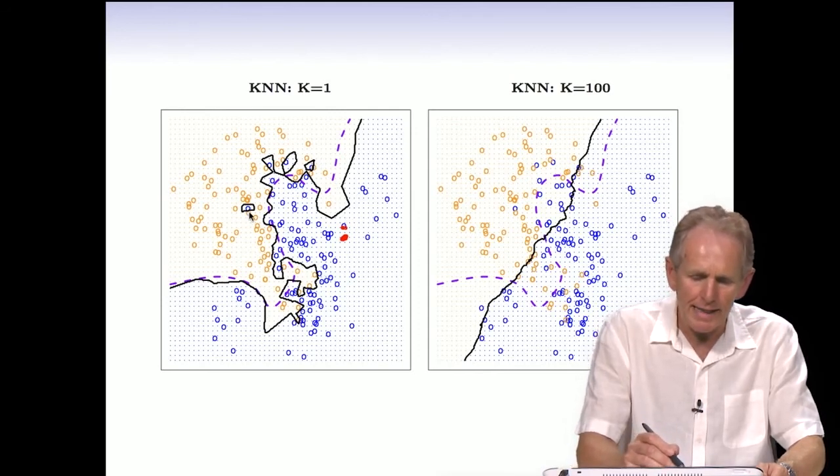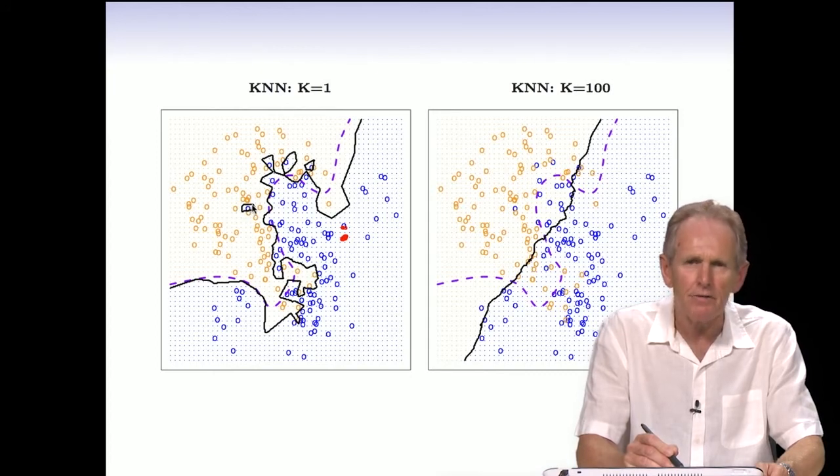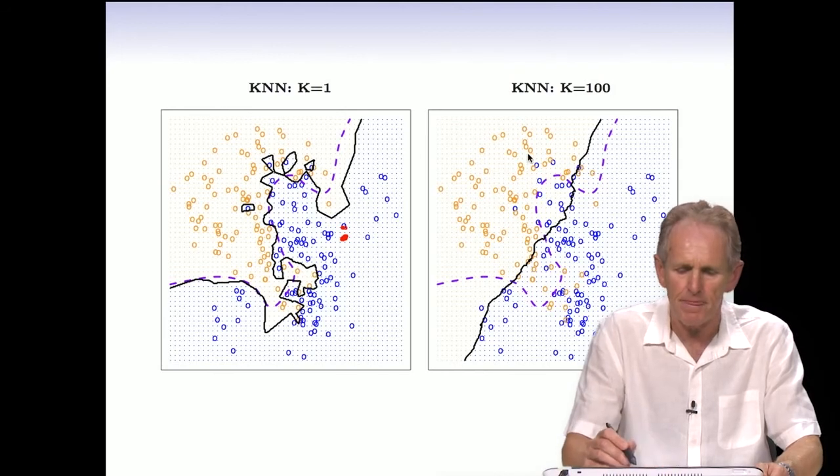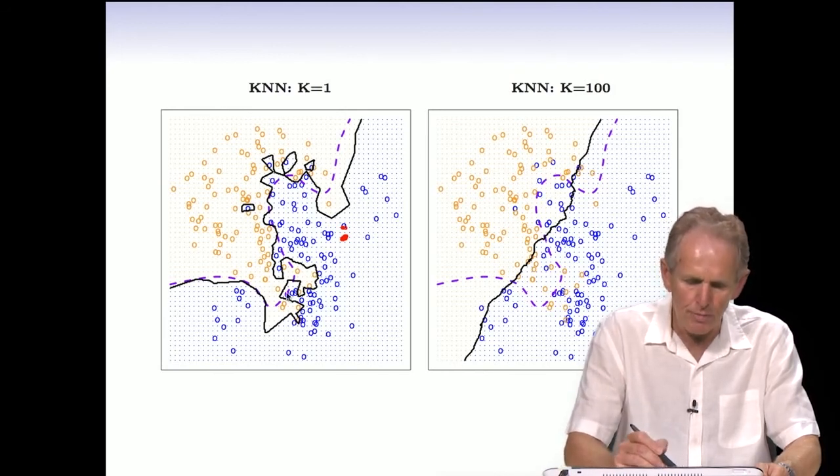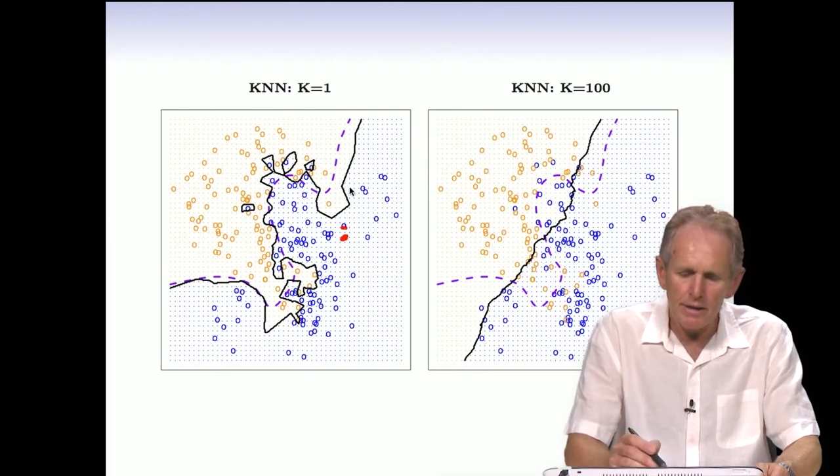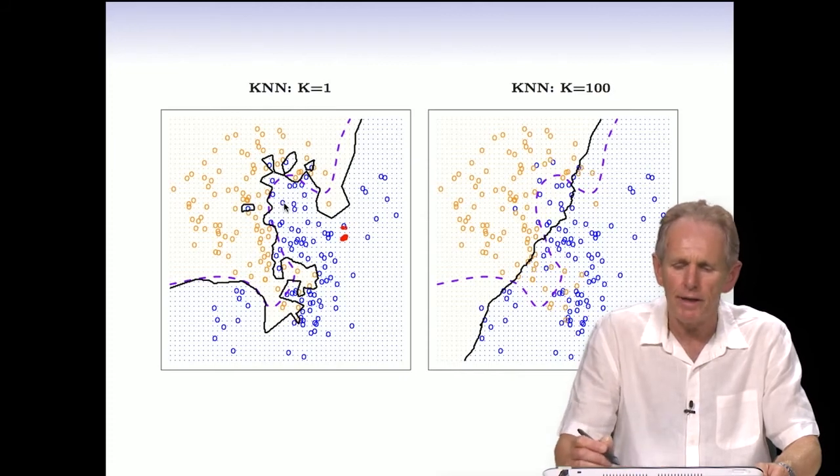You also get little islands. So for example, there's a blue point in the sea of oranges here. So there's a little piecewise linear boundary around that blue point. Those are the points that are closer to the blue point than the oranges. Again, we see the true boundary here, the Bayes decision boundary, is purple. This nearest neighbor average kind of approximates it in a noisy way.